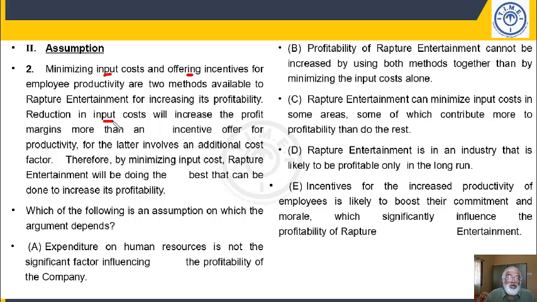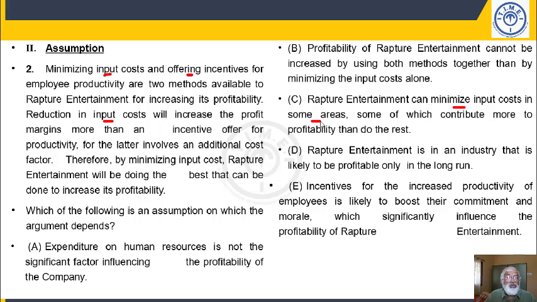So I know that. But I looked at the possibility of another assumption, which is it is possible for them to minimize input costs. Rapture Entertainment can minimize input costs in some areas, some of which contribute more to profitability than do the rest. But what about the other areas? This is not enough. It sounds like the assumption that we had in mind. It does sound like that. It can minimize. That means they are capable of doing it. But then we are talking about in some areas. Then I need more information. In which areas and in what proportion would those areas actually work? Rapture Entertainment is an industry that is likely to be profitable only in the long run. We are not talking about the time frame that is involved here.